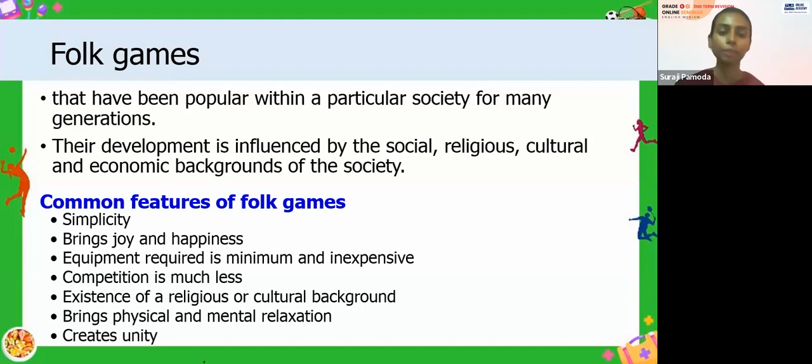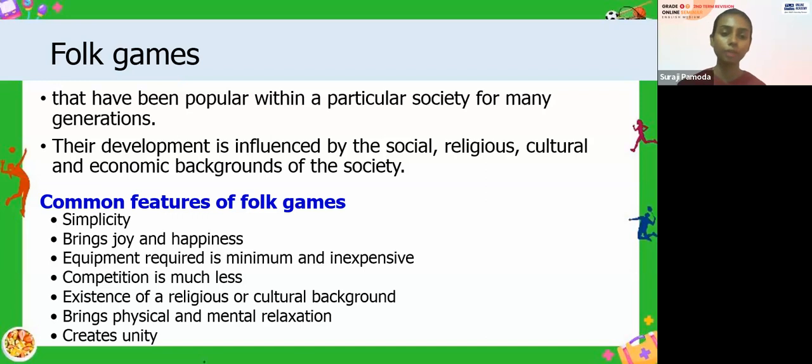And also competition is much less because folk games are mainly done for joy, happiness and fun. Therefore the competition is very much less compared to other complex games, right? And also they come from a religious or cultural background, right? You know that in New Year season we play folk games, right? That is because of the religious and cultural background, right?